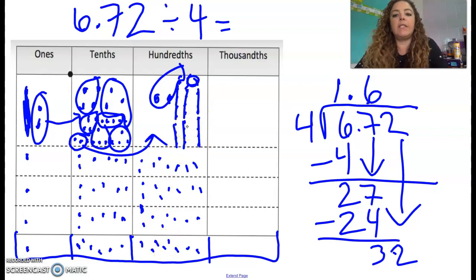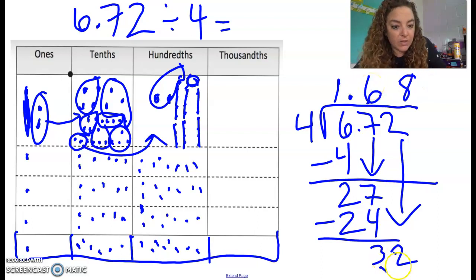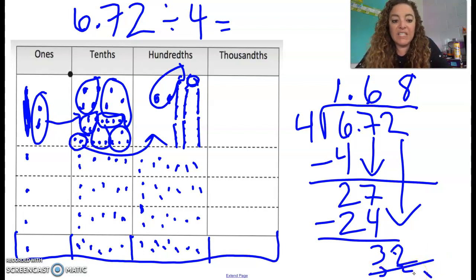So now I can count and see how many dots are in each box. 2, 4, 6, 8. That means an 8 goes up here. How many did I use in all? Well, I used all 32 of them. So my 32 would go down here, and I would get that 0. And I would be done with that problem, okay? So that's a 0 down there.